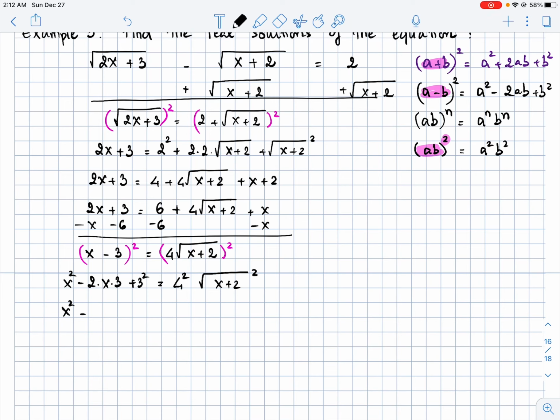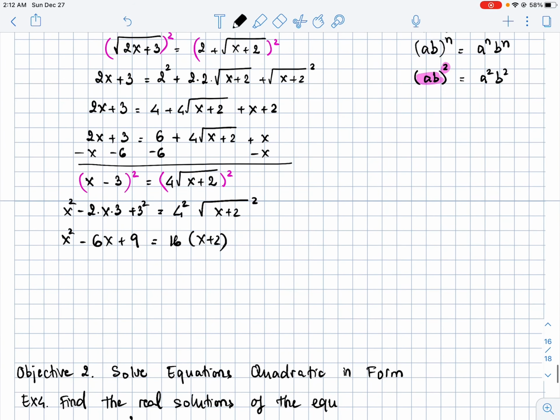So we simplify for this step. We get rid of the radical in this step. Now we will open the parentheses. We distribute the 16, and we have the x squared. We think about the quadratic equation. So we will subtract 16x and subtract 32 so that we get 0 on one side.